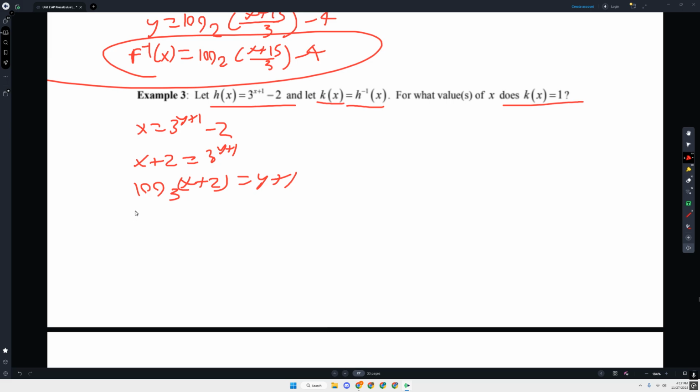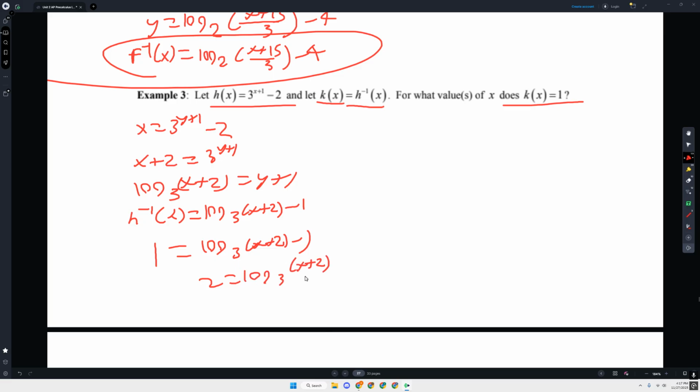We're going to subtract 1, so that means h inverse of x would be equal to log base 3 of (x plus 2) minus 1. And then we're going to set it equal to 1. So 1 is equal to log base 3 of (x plus 2) minus 1. 2 is equal to log base 3 of (x plus 2). Take the power of both sides. This would be 9 is equal to x plus 2. X is equal to 7.